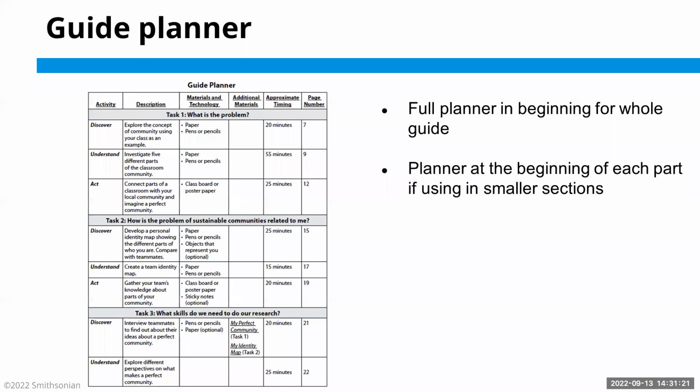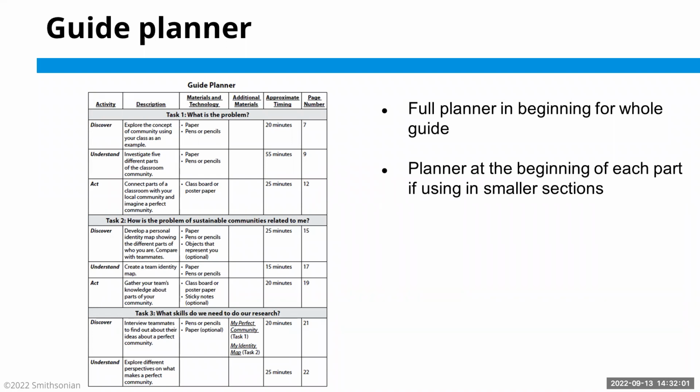In order to help you get a handle on what exactly is in the guide and what parts you might like to do, we do have planners that appear at the beginning of the guide. And you can see here, the planners give you different activities in each task. They give you a description of the activities, any materials you would need or technology, any materials from earlier parts in the guide. You'll notice a lot of materials from parts 1 or 2 end up being added on to refer to later in the guide, approximate timing, and the page number of each activity.